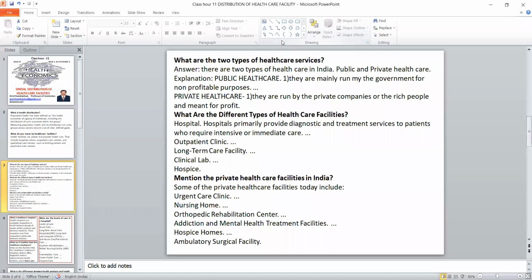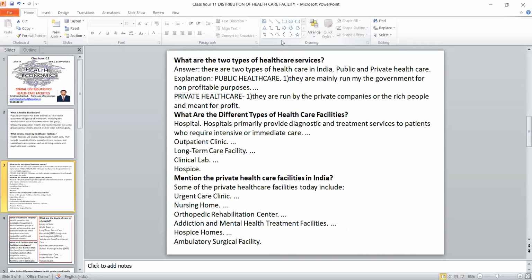Similarly, another possible question: what are the different types of healthcare facility? There you can list a number of things based on section A or section B. Suppose section A, you have to write a minimum of 3 and make one sentence each. Suppose it is in section B, you have to write 7 or 8 and explain. Definitely this question will be possible in either section A or section B. So what are the different types?